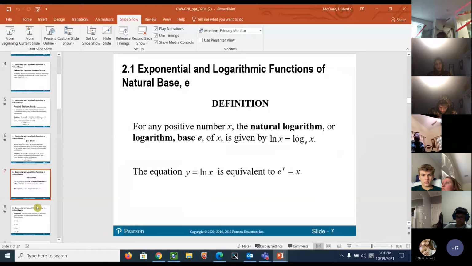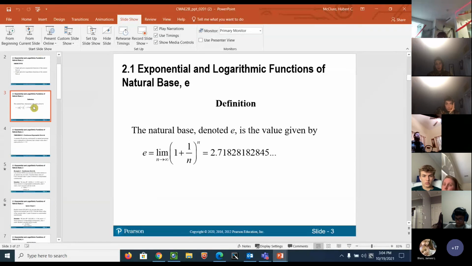Where is e? Somewhere in here they gave you e. There it is. e is equal to 2.718. Write that down, and you can write the whole number down if you want to.